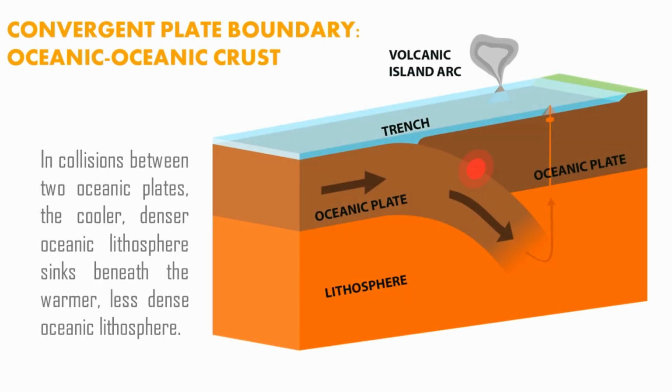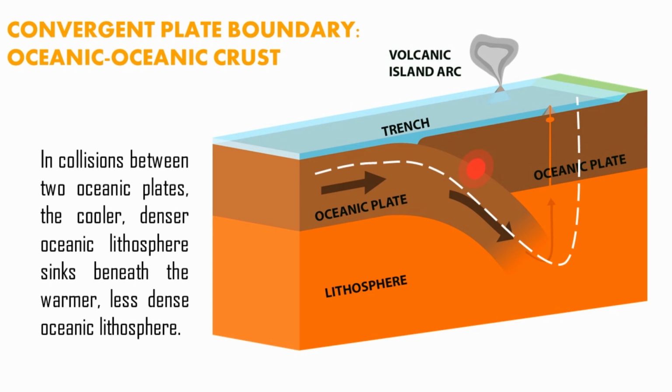Oceanic and oceanic. In collisions between two oceanic plates, the cooler, denser oceanic lithosphere sinks beneath the warmer, less dense oceanic lithosphere. As the slab sinks deeper into the mantle, it releases water from dehydration of hydrous minerals in the oceanic crust. This water reduces the melting temperature of rocks in the asthenosphere and causes partial melting. Partial melt will travel up through the asthenosphere, eventually reach the surface and form volcanic island arcs.